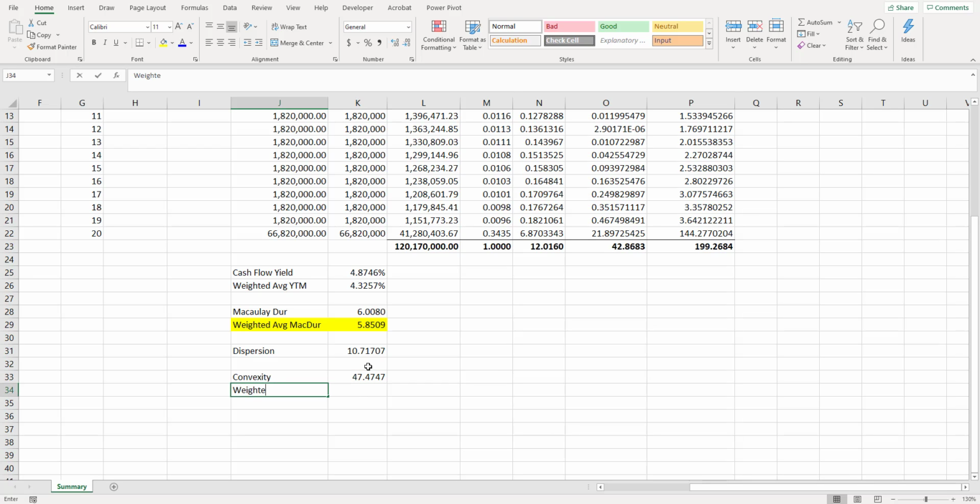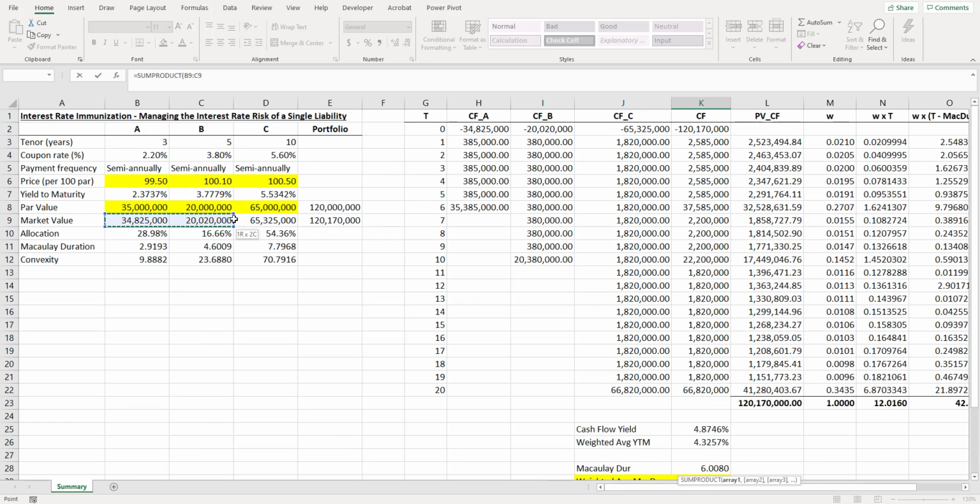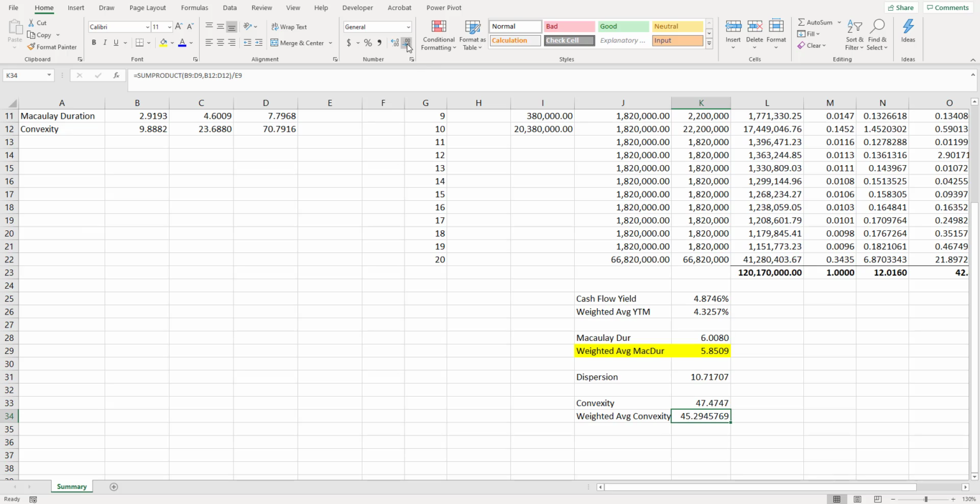Now if I just calculate the weighted average convexity, that would be the sum product, and then I will take the market value times convexity, divided by the market value. So again, you can see the result is quite consistent with duration. So the convexity of the portfolio is also greater than the market value weighted average convexity. Okay, so again, this is because of the upward sloping nature of the yield curve. Now finally, there is one formula that allows us to link convexity to Macaulay duration as well as dispersion.